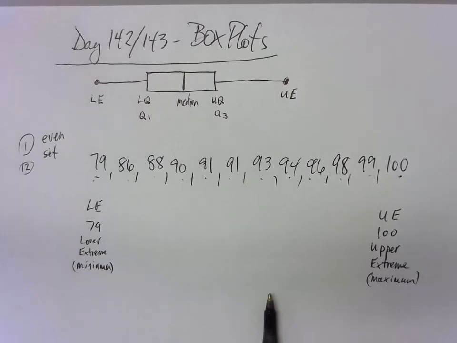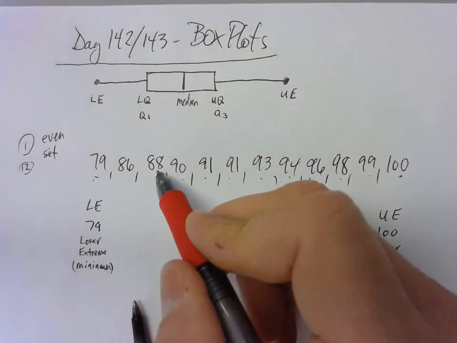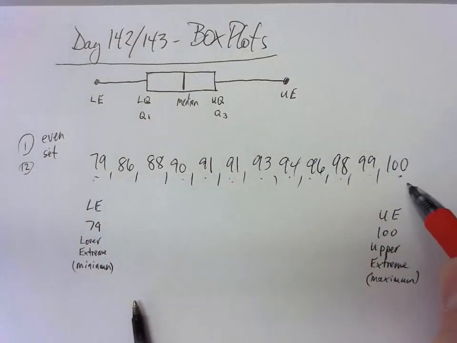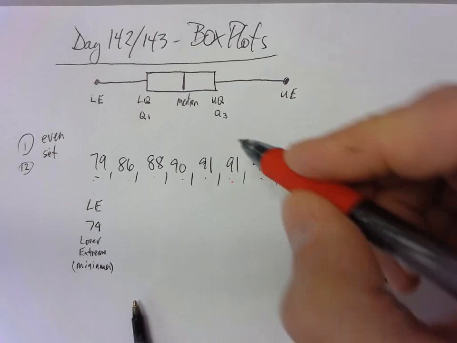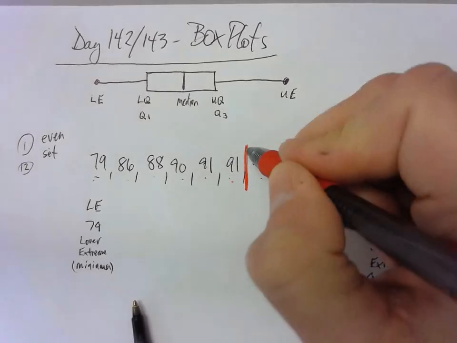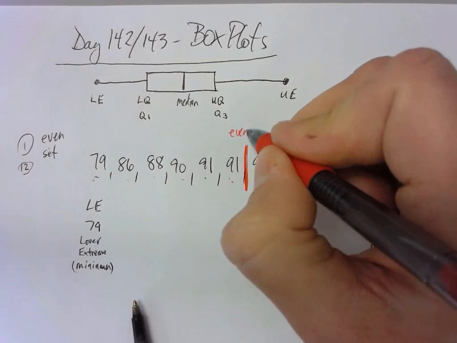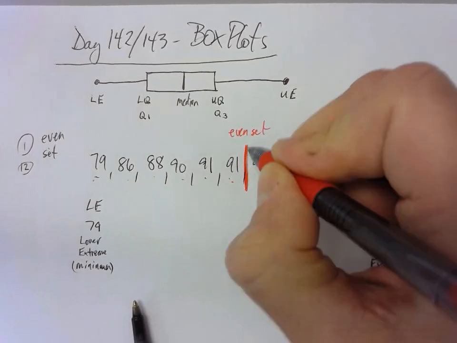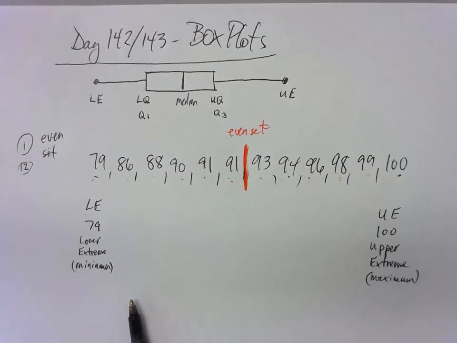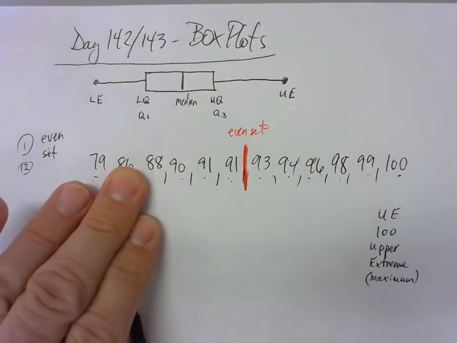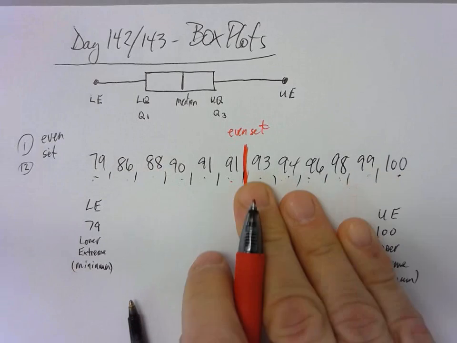So I'm going to use some different colors here to help you see what I'm doing. We're going to come over 1, 2, 3, 4, 5, 6, and 1, 2, 3, 4, 5, 6. I'm going to split it right in half. So when you have an even set of data, you're going to draw a line right down the middle and split it into two parts. Okay, so then we've got a lower part of the data with these 6 numbers, and an upper part of the data with these 6 numbers.